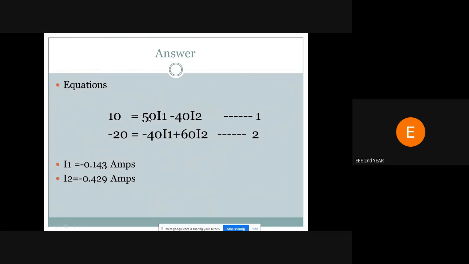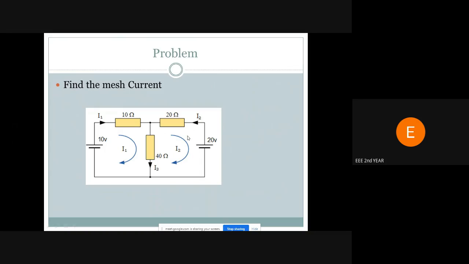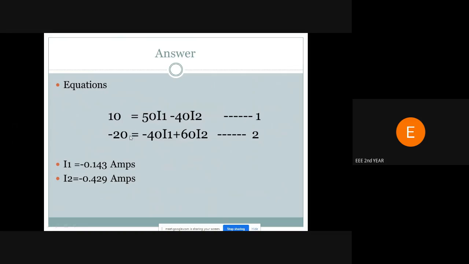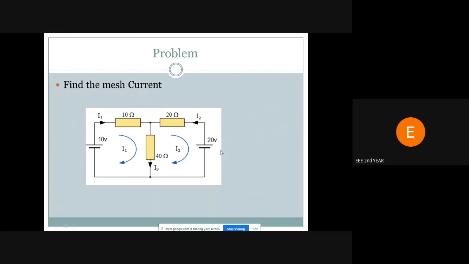And in the same way, you apply KVL to the second mesh, and we can form another equation as minus 20 is equal to minus 40 I1 plus 60 I2. Here we have two voltage sources. How do we start analyzing? For mesh 1 you have to start at the left upper corner, and for mesh 2 you have to start at the right upper corner, right? Are you clear on this?